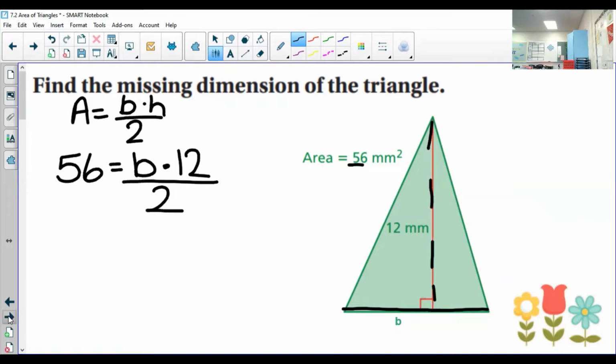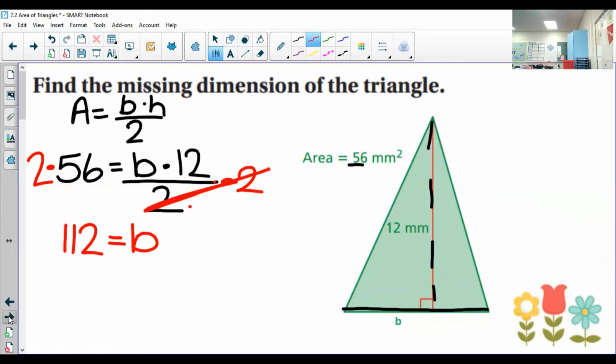Step 1, we need to get rid of the fraction. Always, always, always get rid of the fraction. And a fraction means to divide. So what's the opposite of divide by 2? We're just going to times by 2. And if I times by 2 on that side, I'm going to times by 2 on this side. Multiply that out. 56 times 2 is 112 equals, we're not done, right? These cancel, so we still have a B times 12 over here. It doesn't go away.